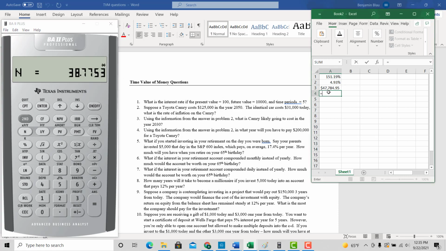To solve in Excel, I'm going to say equals number of periods. Okay. So this is the function in Excel, NPER. I'm going to say the rate is 0.049255. That's my inflation rate from problem 2. Payment is 0. Present value is negative 31,000. Future value is 200,000. Compounding at the end of the period. Hit enter. I get the same number there. Okay. So that's number 4.